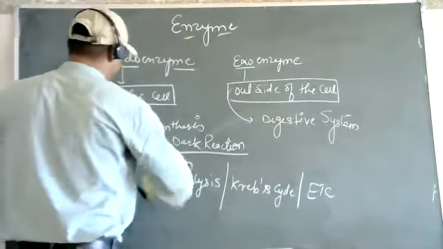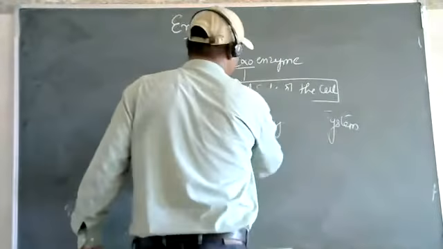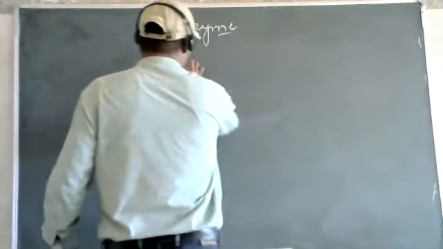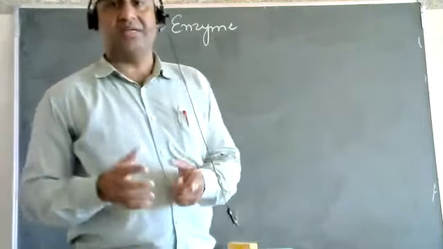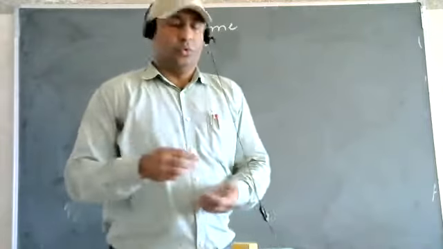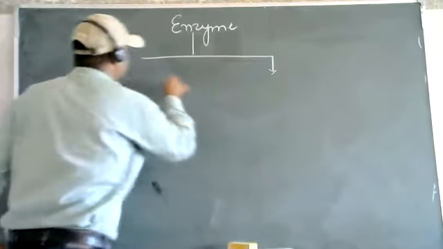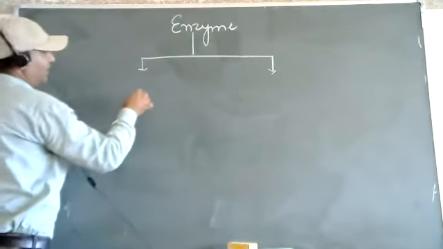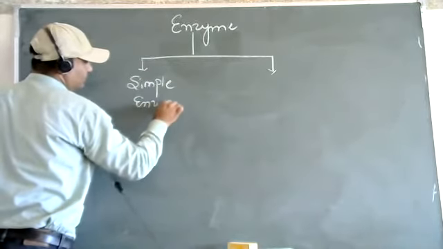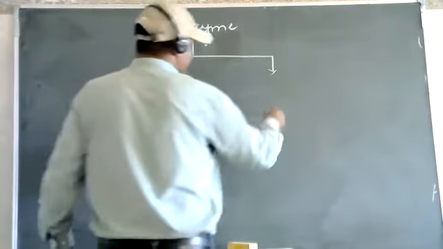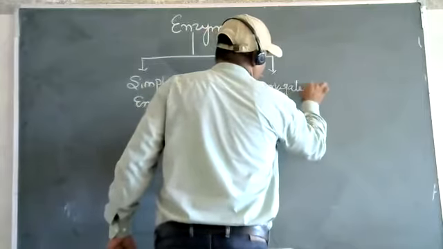Next, we take a very common question which arises: how is an enzyme formed, and what is the chemical nature of enzyme? For the chemical nature of enzyme, we can draw a very simple ray diagram. First is the simple enzyme. Second is the conjugated enzyme.